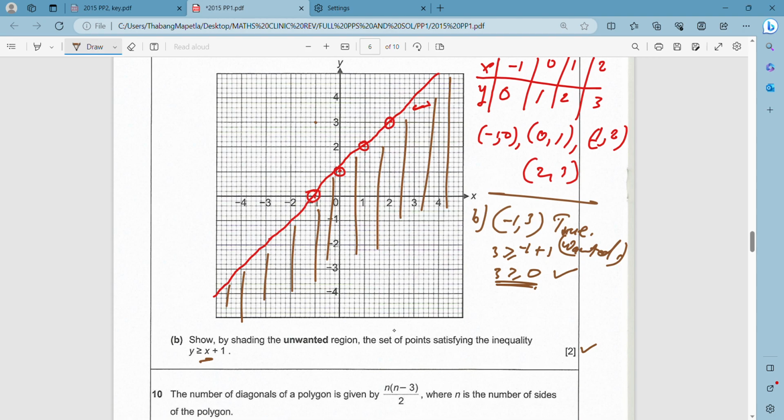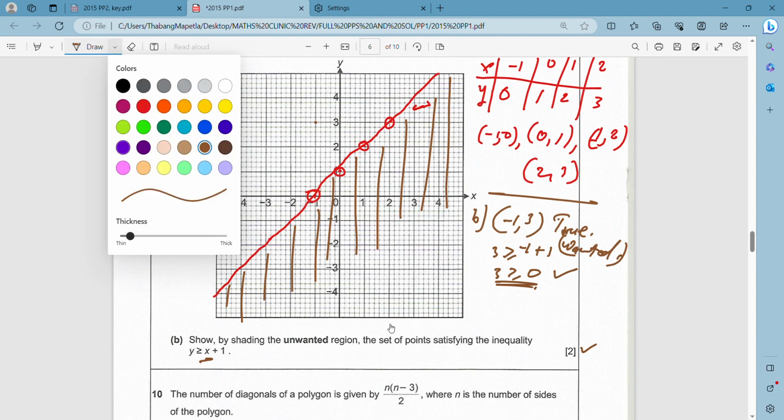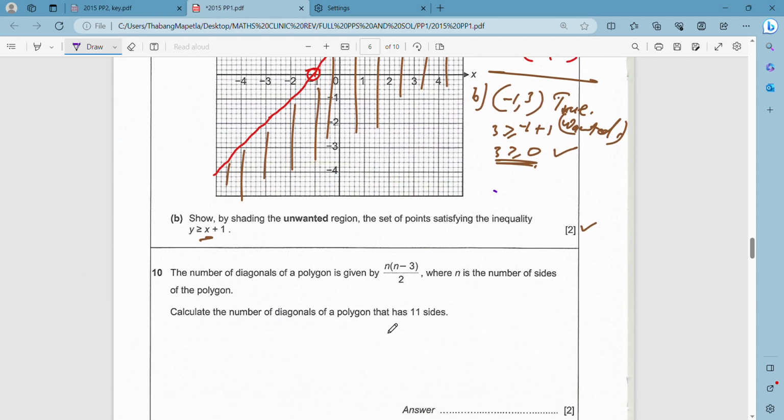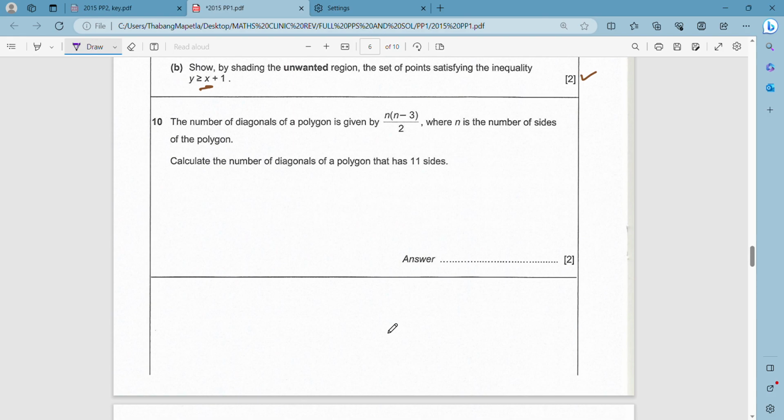Thank you. Let us go to the next one. I know you understand. Let us go to the next question. Question number 10 says the number of diagonals of a polygon is given by n times (n minus 3) divided by 2, where n is the number of sides of the polygon. So calculate the number of diagonals of a polygon that has 11 sides.